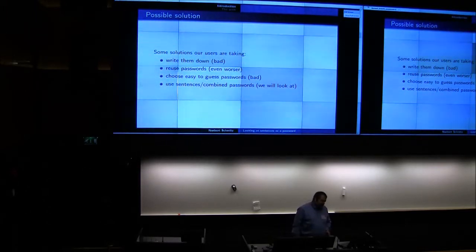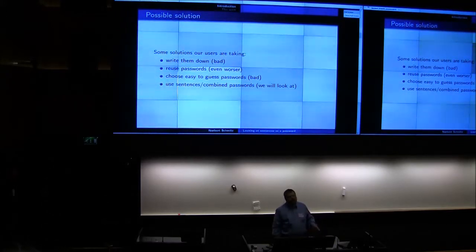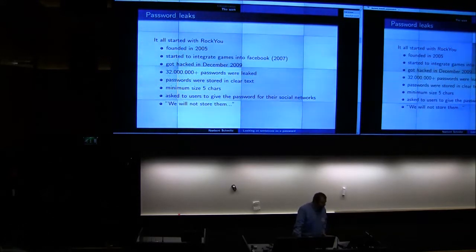Now, some researchers started to suggest that people should use sentences or combine their passwords out of several words. That's exactly something we are going to look at. But let's first talk a little bit about leaks. My work was based on the leak of RockYou.